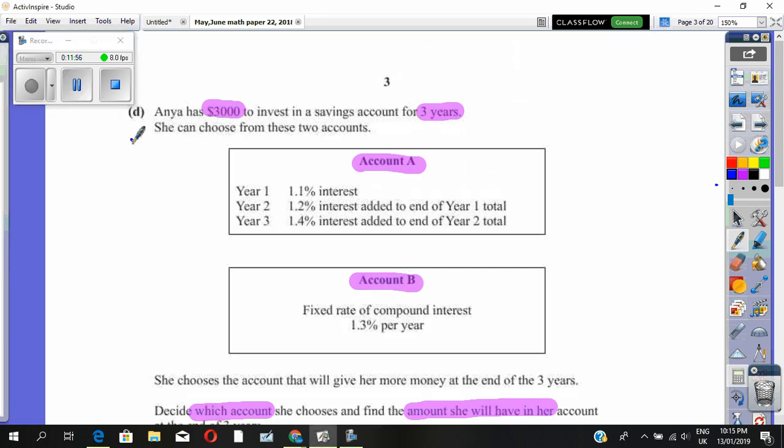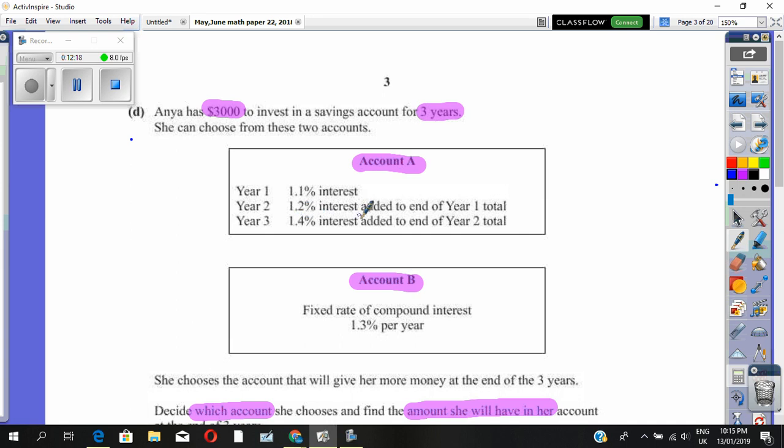Okay, the D part of the same question, question number 1, D part is here. Anaya has $3,000 to invest in a savings account for 3 years. She can choose from these two accounts, which means there are two options. Account A is here: year 1, 1.1% interest.